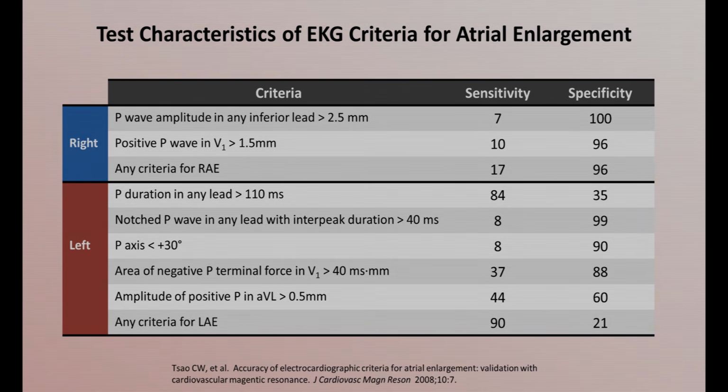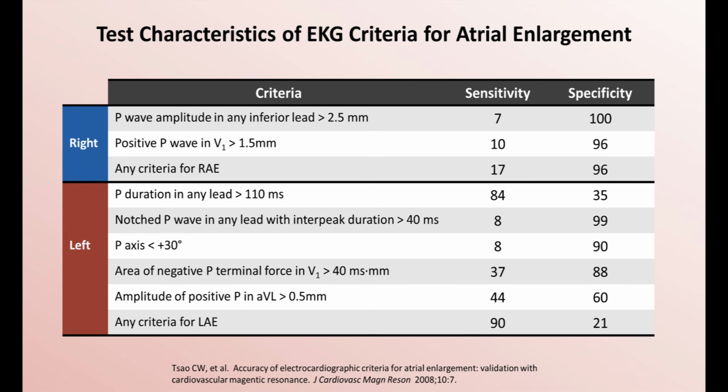This chart is adapted from a great study in which the accuracy of EKG criteria for atrial enlargement was measured using cardiac MR as a gold standard. As you can see, the criteria for right atrial enlargement was poorly sensitive and highly specific, while the test characteristics for left atrial criteria was more varied.